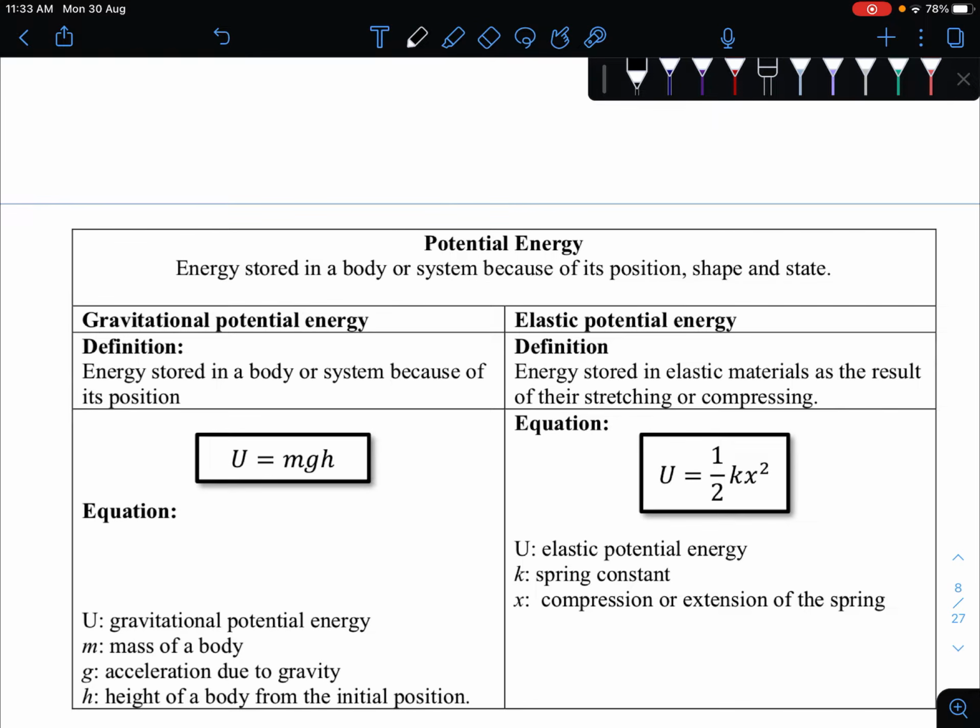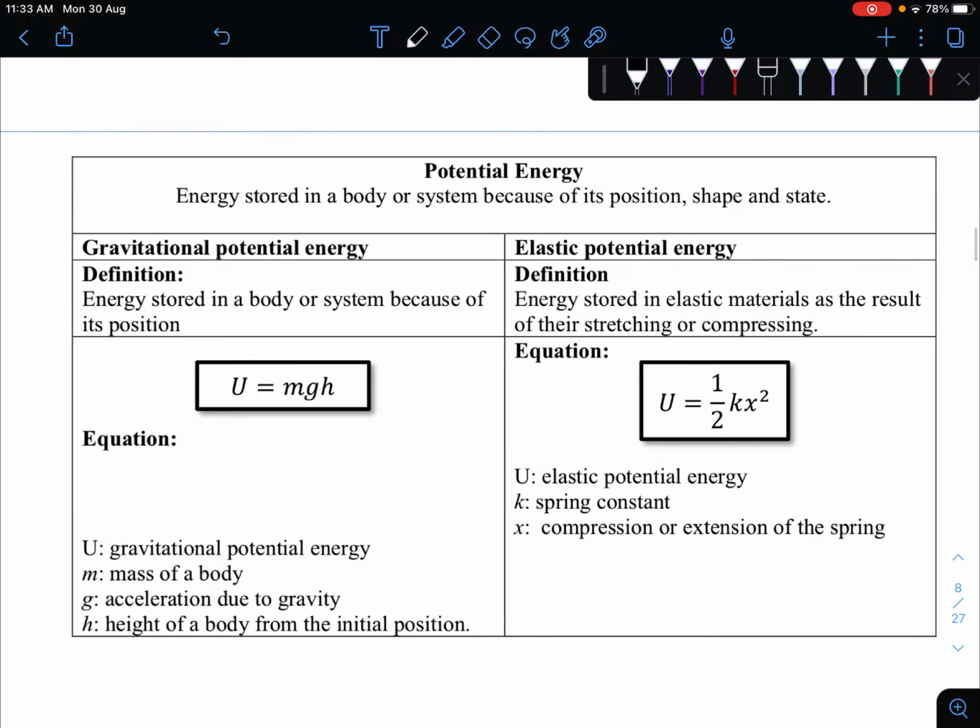So the first mechanical energy that we're going to look at is the potential energy. It's the energy stored in a body or system because of its position, shape or state. So potential energy is the energy that we associate with position, shape or the state. There are 2 types of potential energy: gravitational potential energy and also elastic potential energy.